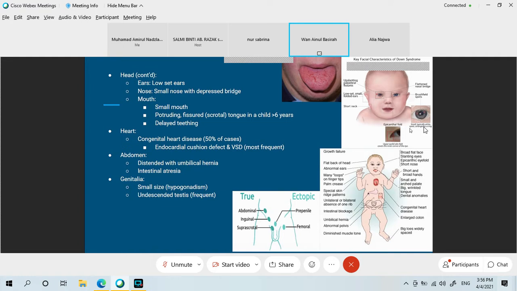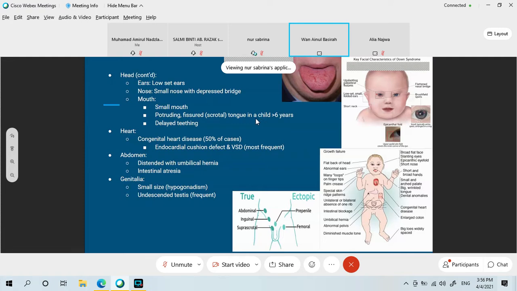The patient will have low set ears, a small nose with depressed or flattened nasal bridge, and then the mouth is small with a protruding fissured scrotal tongue in a child more than 6 years, and then delayed teething. For the heart, the patient might have congenital heart disease in 50% of cases.